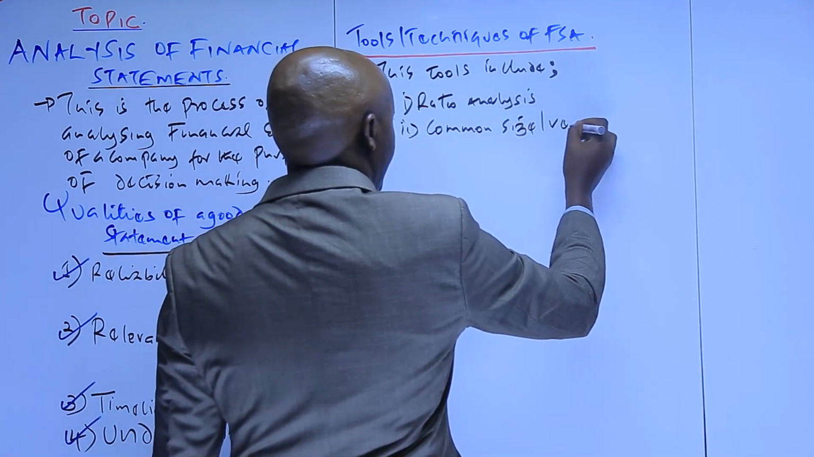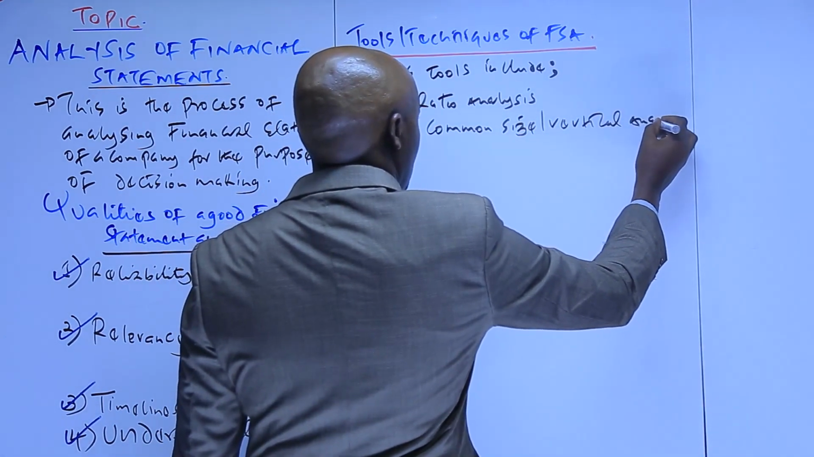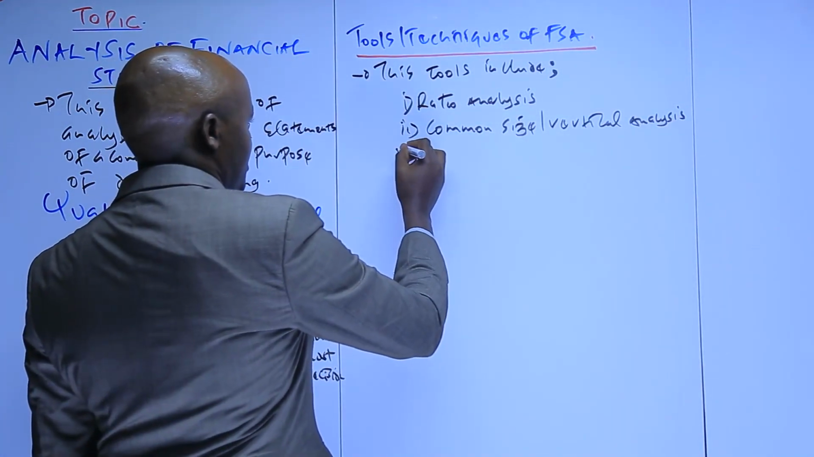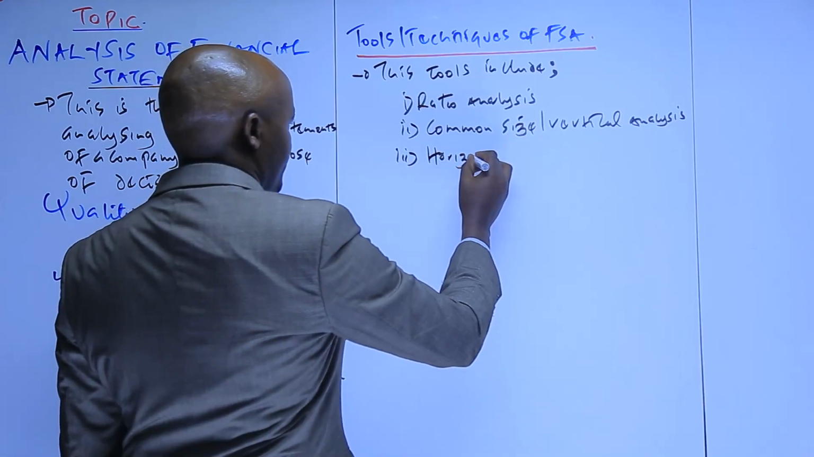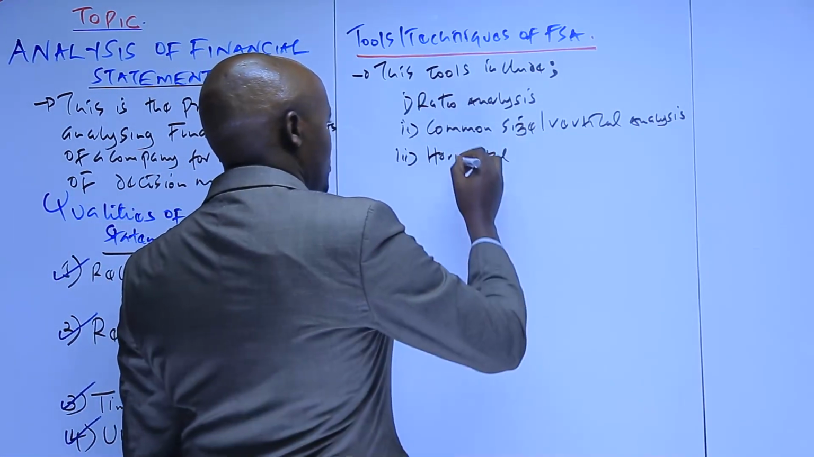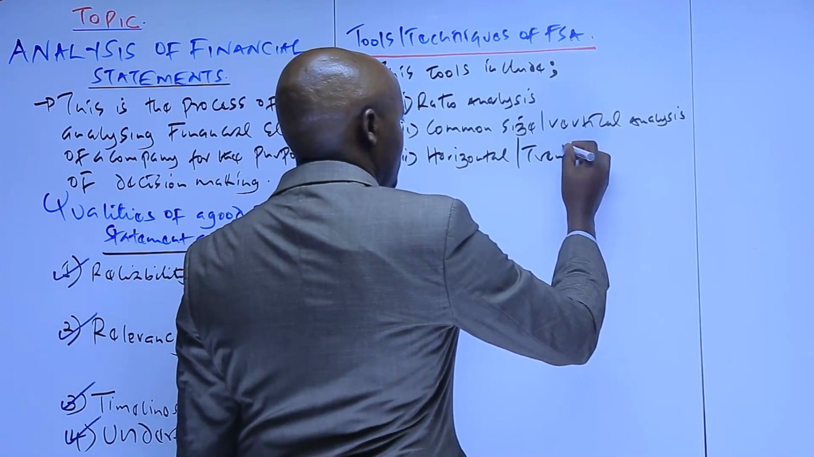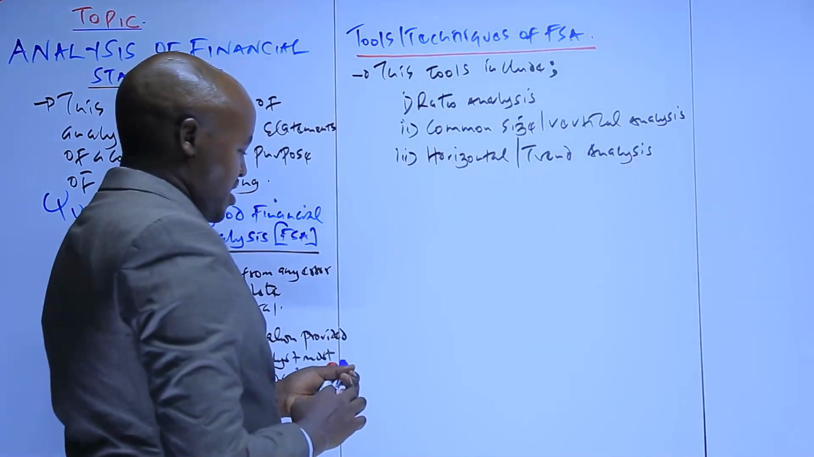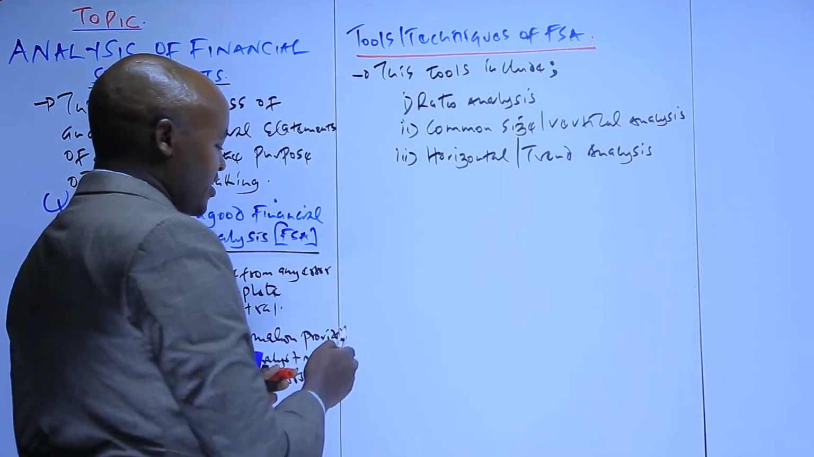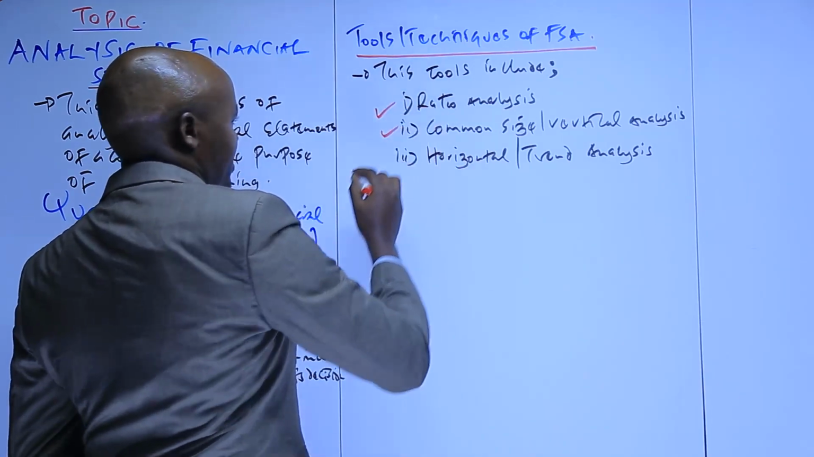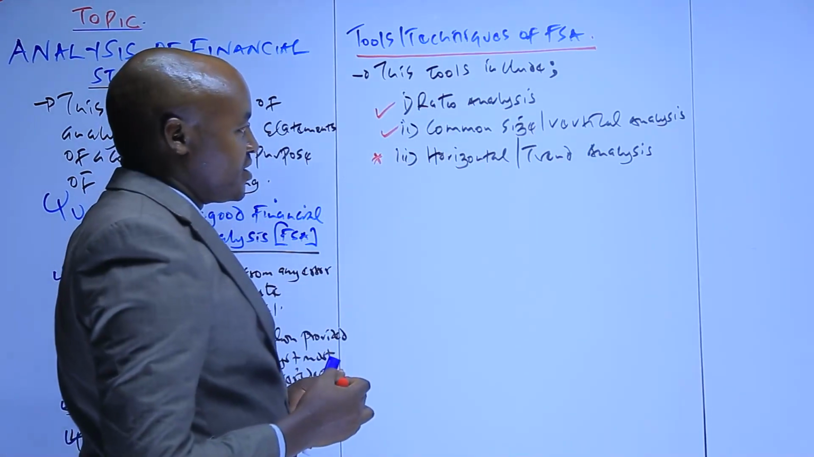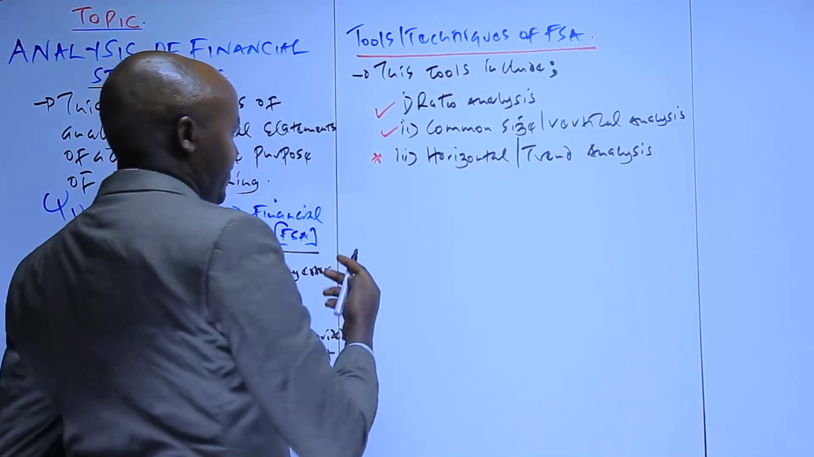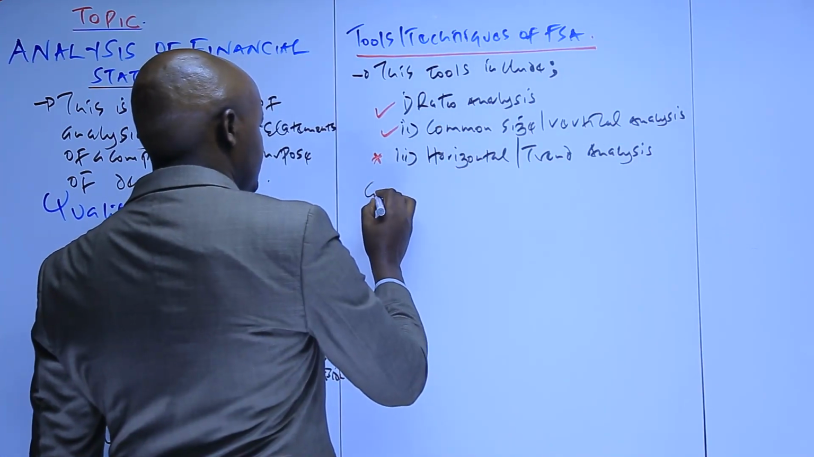This one is also known as the vertical analysis. Though we also have another one, number three, which is called the horizontal, also known as the trend analysis. But as per your syllabus, as per the syllabus of FRA, we need only to cover the first two. So we're not going to cover the third one. These are something which is covered in financial management intermediate level.